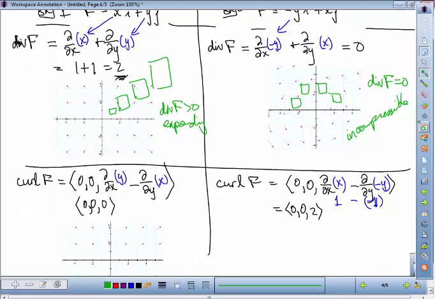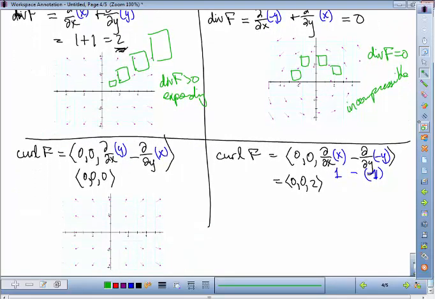All right. Curl. For the curl, what I want you to imagine is a disk floating.